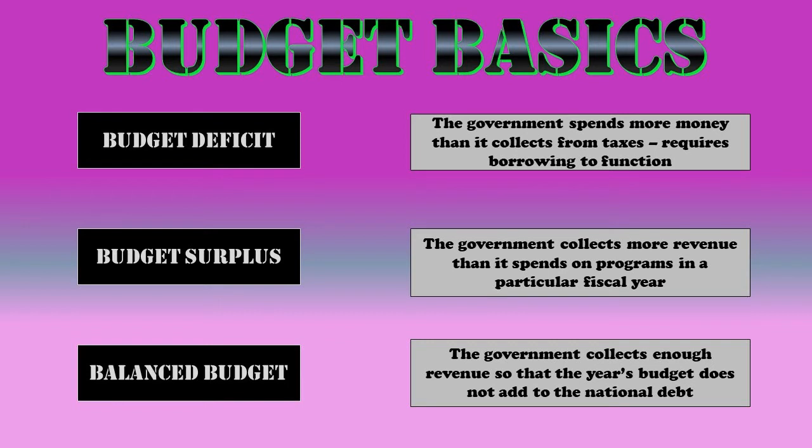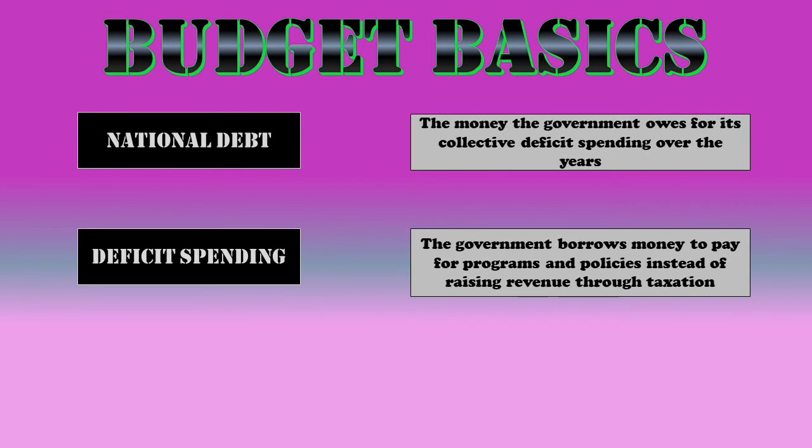A balanced budget means that the government has collected enough revenue. This basically means that these things break even. A budget surplus would also be called a balanced budget, but this means that the government has enough money so that it does not need to borrow money that will add on to the national debt. And the national debt is all the money that the government owes because of all of its borrowing over the years. Because of all of the collective deficit spending from year to year, all that gets added up into what we call the national debt.